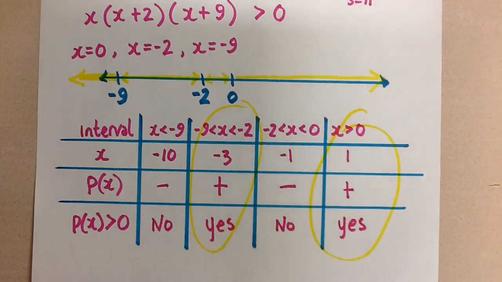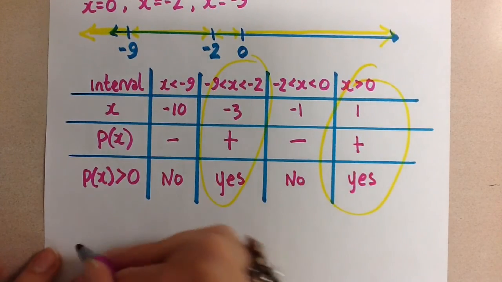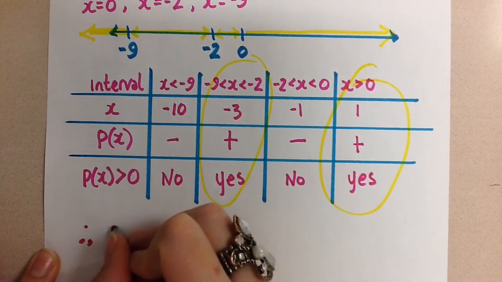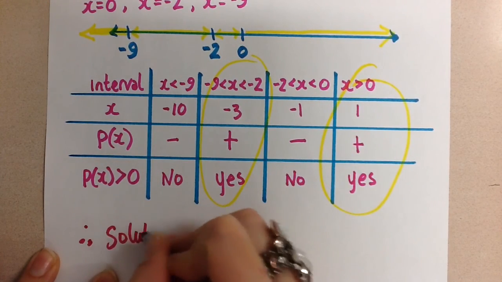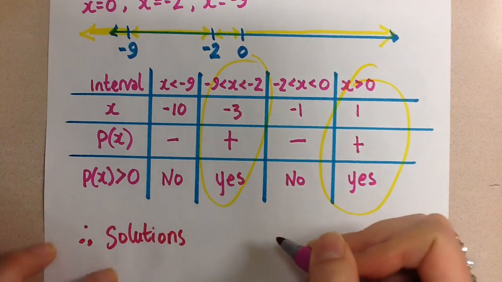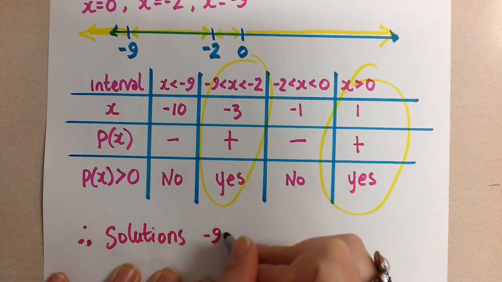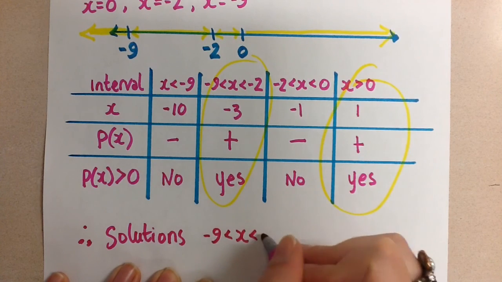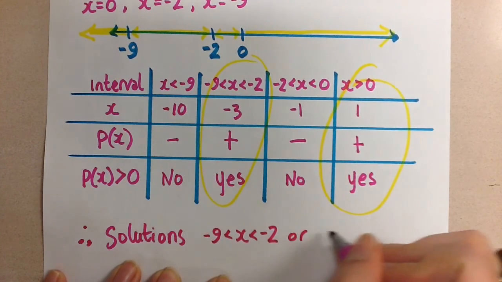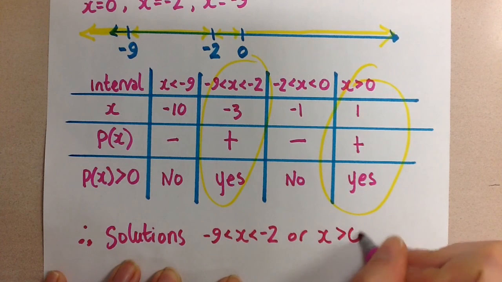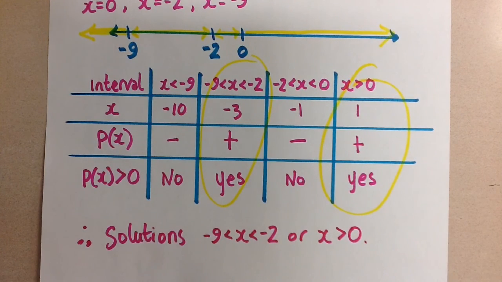So we can write down our final solution then. Therefore, the solutions for this polynomial inequality would be when x is between -9 and -2, or when x is greater than 0. And I'll just point out one more thing here.